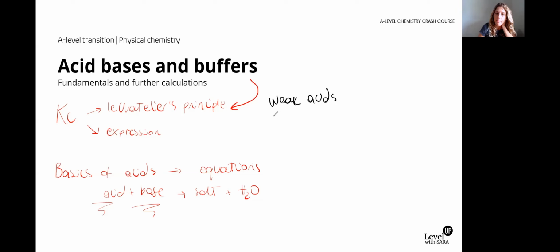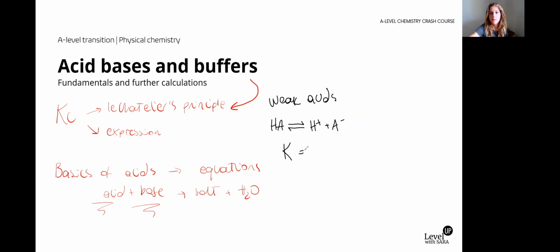So a weak acid, let's call it HA, partially dissociates. Partially dissociating means that it can set up an equilibrium. So the reaction doesn't go to completion, it reaches an equilibrium instead. That's why we would write it like this. Very important to get used to this reaction. Can you write the K expression for this?